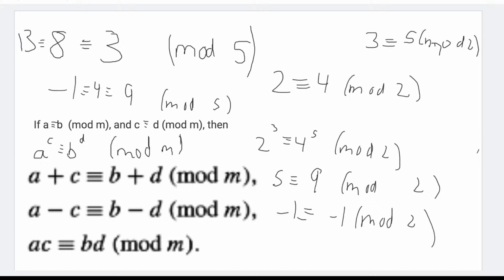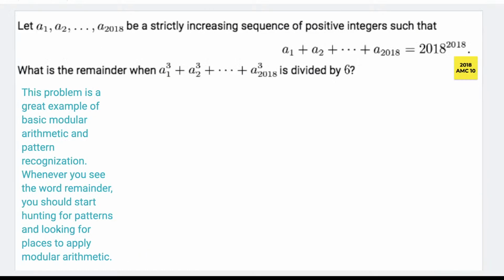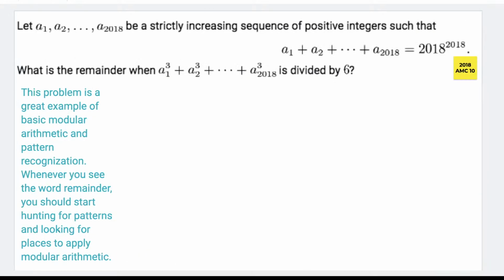This next theorem states that 2 times 3, 6, equals 4 times 5, 20 in mod 2. Just remember these theorems because they're very important in modular arithmetic. Now, this problem is a very good example of basic modular arithmetic and pattern recognition. Whenever you see the word remainder in a problem, you should start thinking about number theory and modular arithmetic, hunt for patterns to find the answer, and look for places to apply modular arithmetic.